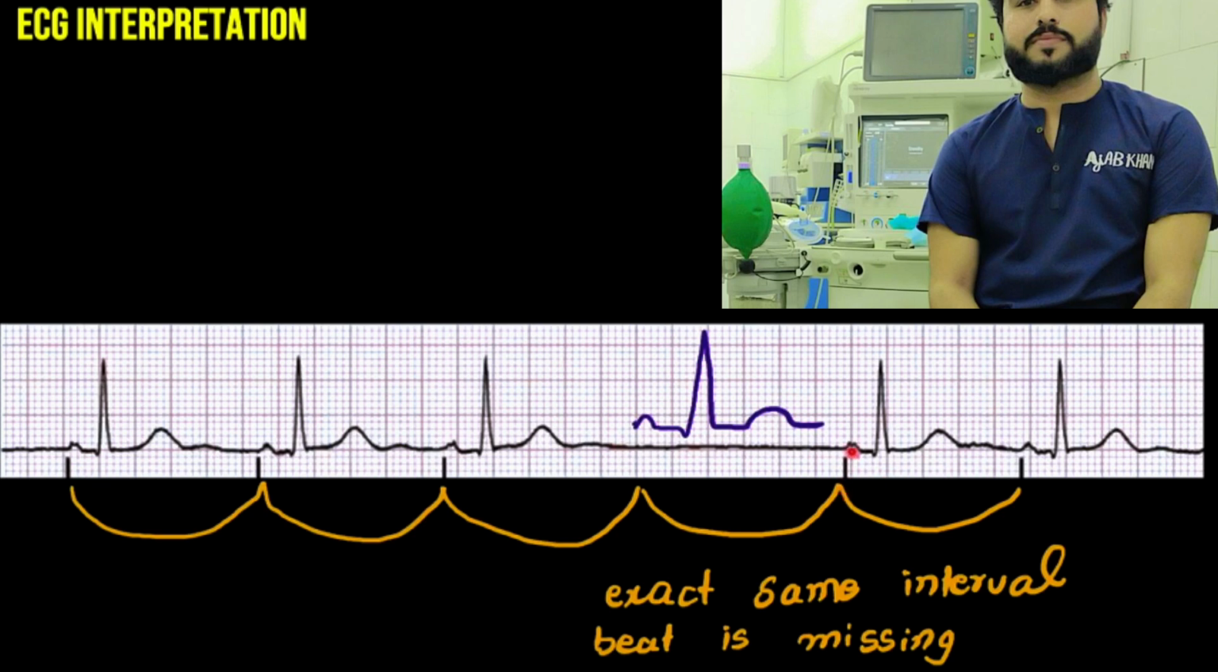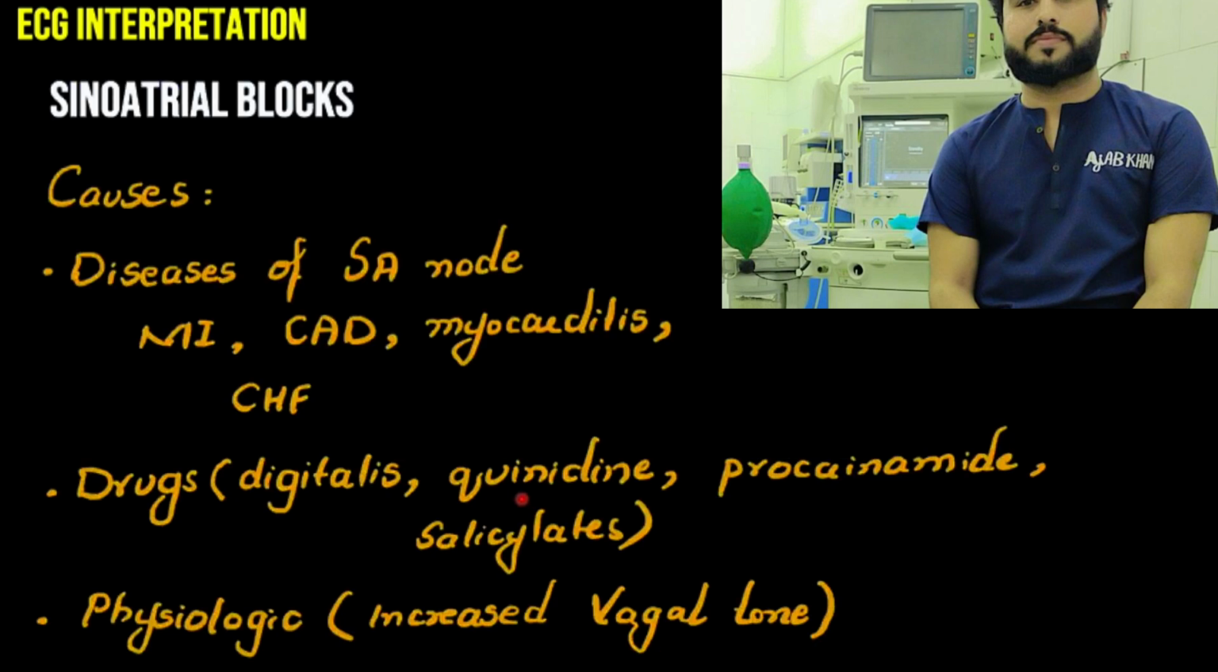If the P wave would have been over here or over here, we would have said that the P to P interval is not equal. So the P to P interval is marching out normally. Just one beat has been blocked, just one beat has failed to exit. So there is a flat line over here, but the next beat is on the exact P to P interval. That is a very important point, because this is the point that differentiates sinoatrial exit block from sinus pause and sinus arrest.